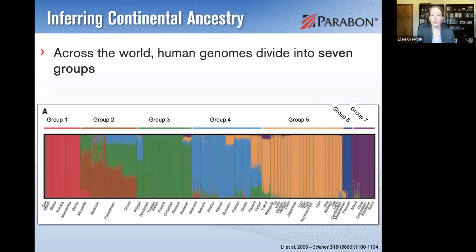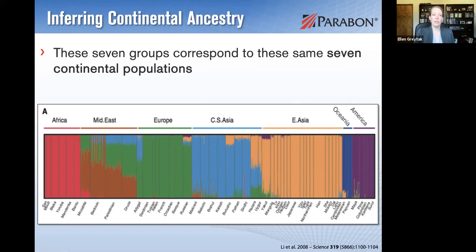And so the truth is that we can actually look at DNA and figure out which of those populations that person comes from. So this is research from the journal Science from 2008. And what this is showing, each vertical line here is a person. And what they've done is looked at these people's DNA and just asked a statistical algorithm to divide these 1,000 people into 7 groups, just based on their DNA. And what came out, not surprisingly, is that people from the same population have more similar DNA to one another, and that those 7 groups really did correspond to the 7 continents. So we have people from Africa, the Middle East, Europe, Central Asia, East Asia, Oceania, and the Americas.